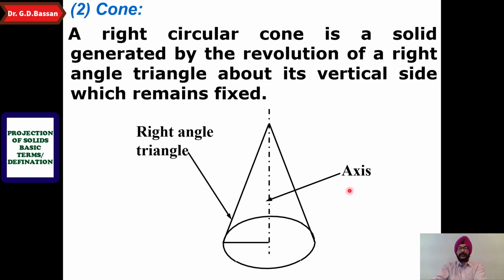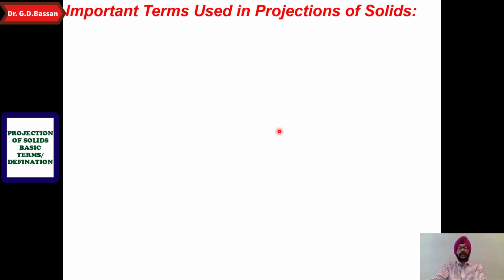Okay, so this is how we get the cone, and the axis, as you know, is the line joining the midpoint of the base to the apex or the vertex. The periphery of the base, when it is joined to the apex or vertex, that is to be called the generators.